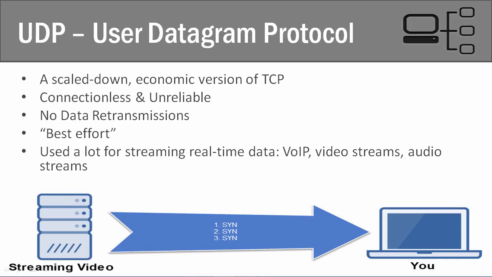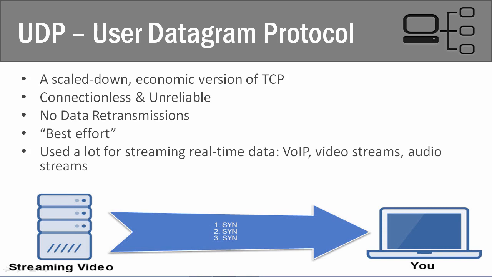In this video, we're going to talk about the user datagram protocol, better known as UDP. So remember, we talked about TCP in the previous video, and we said that it's connection oriented and it's very reliable, and it has retransmissions of data when data isn't received. Well, on the flip side, UDP does not do any of that. UDP is a scaled down economic version of TCP, because when you add all this extra functionality onto a protocol like TCP, well, it requires a lot of resources, and you'll see this in the next video.